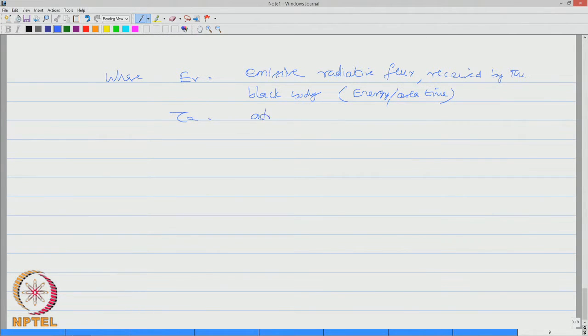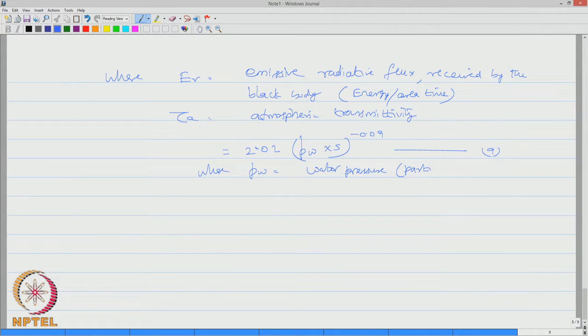Tau A is the atmospheric transmissivity, which is given by 2.02 (Pw times XS) raised to the power minus 0.09, where Pw is the partial water pressure, and XS is the path length, which is essentially the distance from the flame surface to the target.